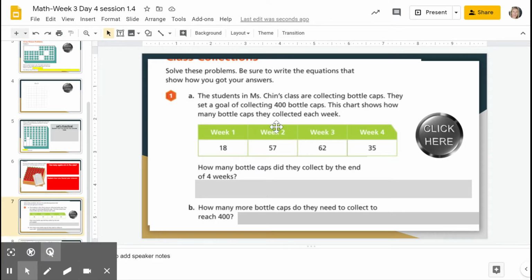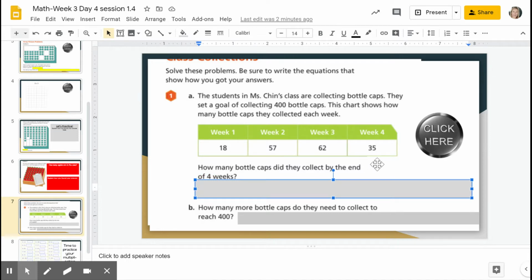The first thing to do is to really look at the data that's been given. This table shows each week and how many bottle caps were collected each week. The first question is asking you to explain how many bottle caps were collected by the end of 4 weeks. So we need a total. So what operation would we use for this? Addition, subtraction, multiplication, or division? If you said addition, you're right, because we do need to get a total. We need to add all 4 weeks.